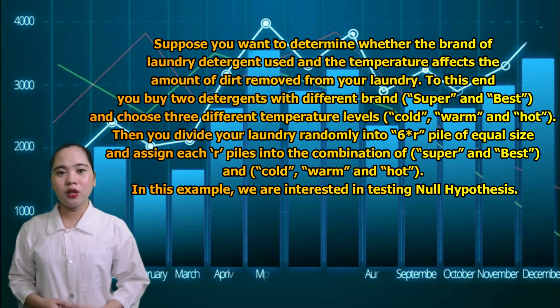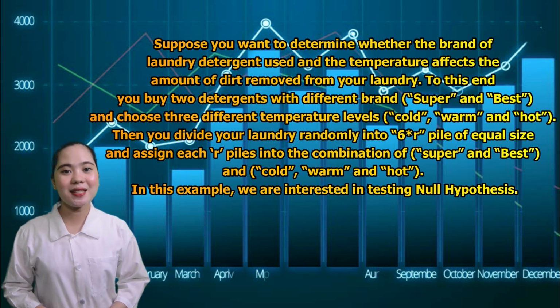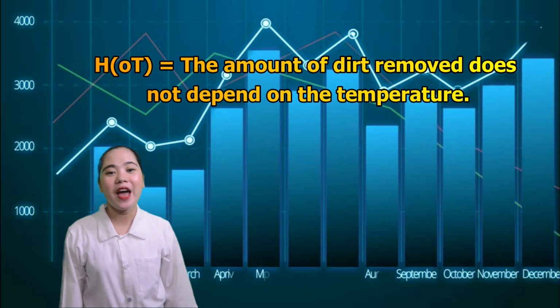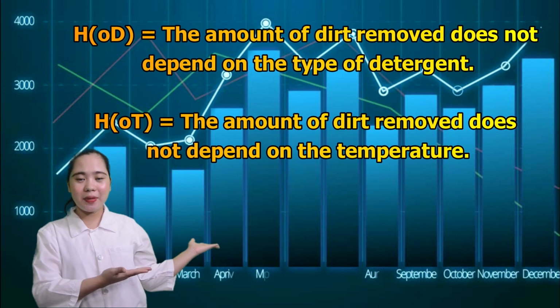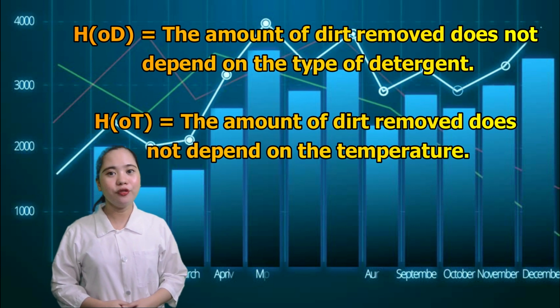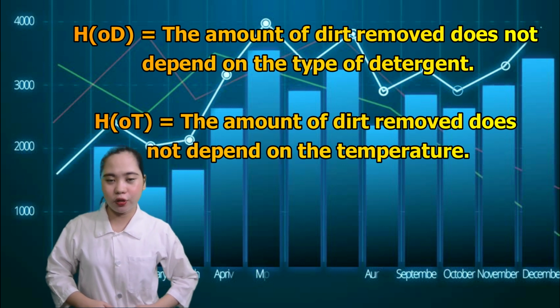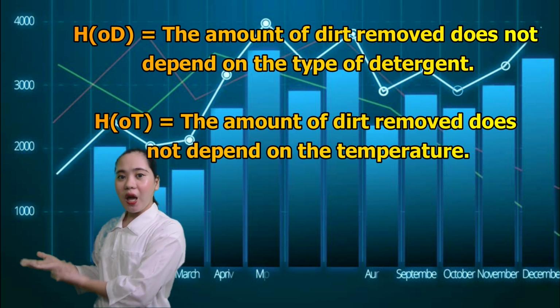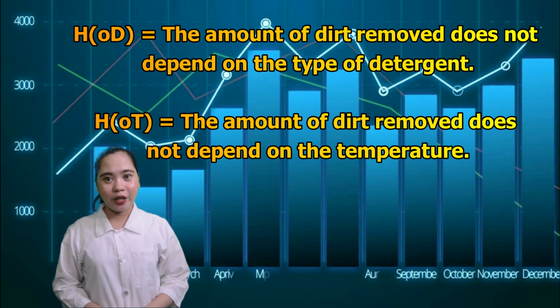In this example, we are interested in testing null hypotheses. First, we have HOV, which means the amount of dirt removed does not depend on the type of detergent. The second null hypothesis is HOT, which means the amount of dirt removed does not depend on the temperature.